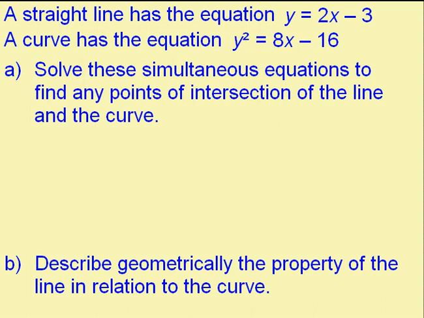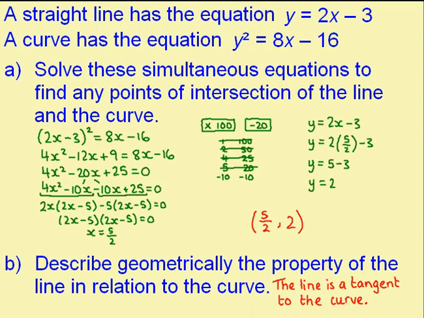Here's another question for you to try. In this one, part A just involves doing what we've been doing all the way through this clip. The answer to part A will help you answer part B. Press pause and have a go. When you're ready, press play. Here are the answers. You should have found that there's only one value of x and one corresponding value of y, so the two graphs only meet at one point. This tells you that the line is a tangent to the curve, and this is the answer for part B.